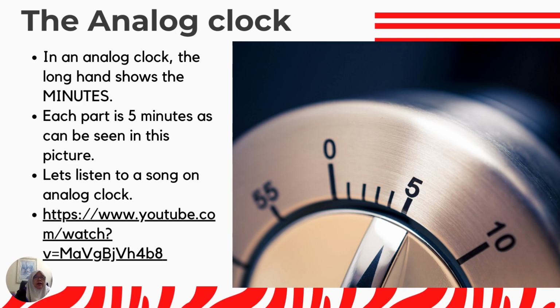Okay, in all analog clocks, there will be the long hand that shows the minutes. Now, each part is 5 minutes, as can be seen in this picture. So from 0 to 5 and then to 10, so it will be divided 1, 2, 3, 4, and then 5, 6, 7, 8, 9, and then 10. So each part that you see where the minute hand, or the long hand that shows the minutes, actually shows is 5 places.